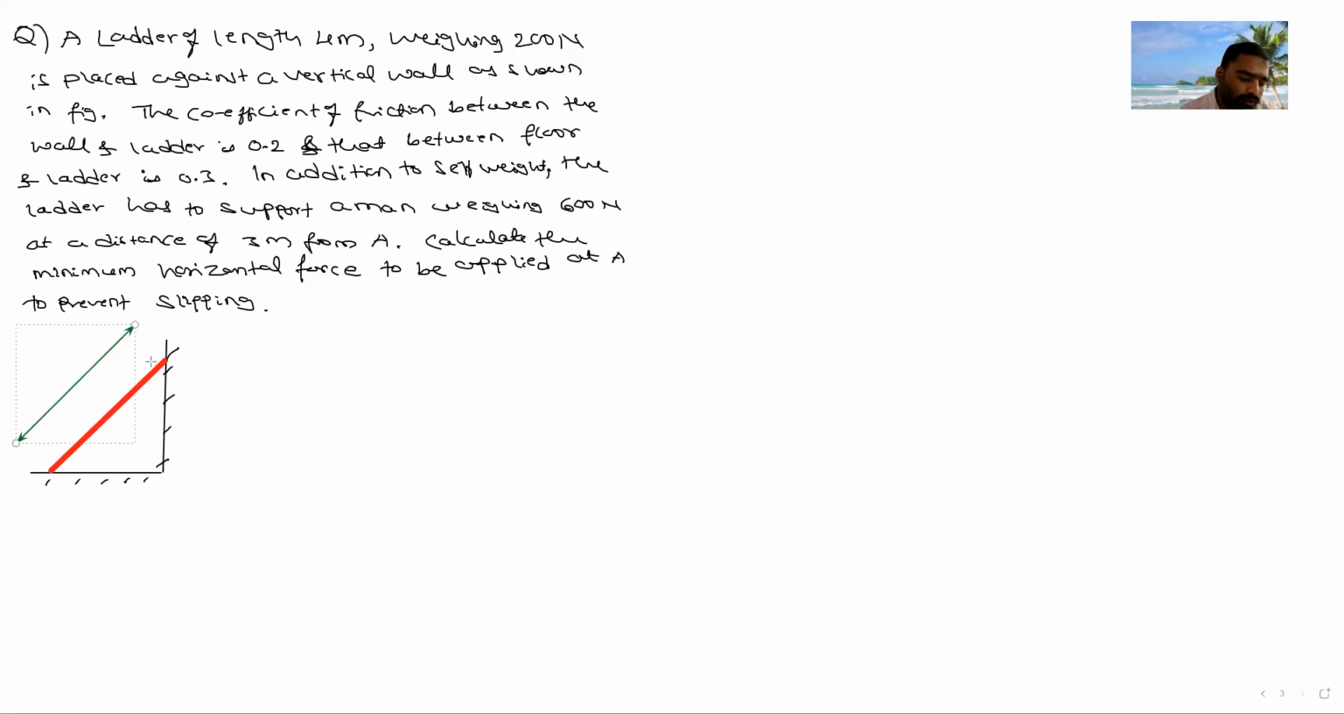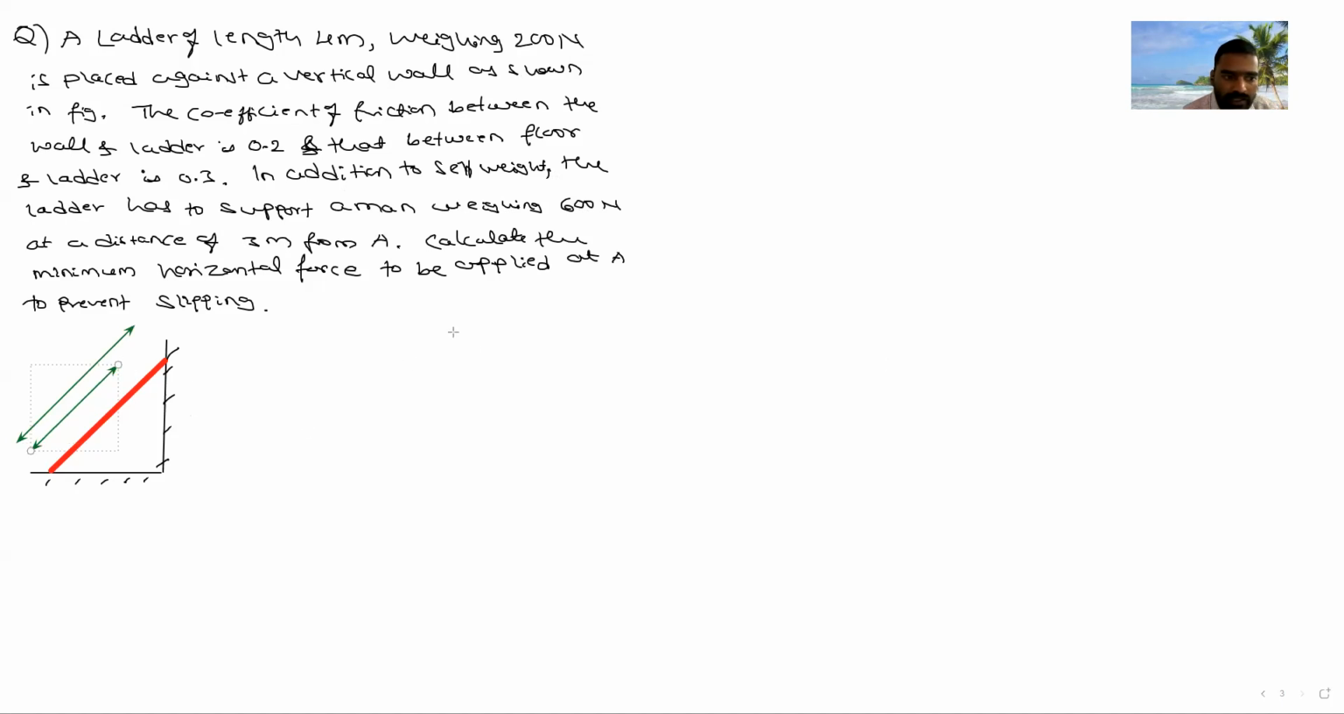Okay. So the ladder of 4 meter length weighing 200 Newton is placed against a vertical wall as shown in the figure. The coefficient of friction is given. In addition to this self weight, the ladder has to support a man weighing 600 Newton at a distance of 3 meter from A. So in the figure he has given, this is the A point. From this point to this point, it is 3 meter.